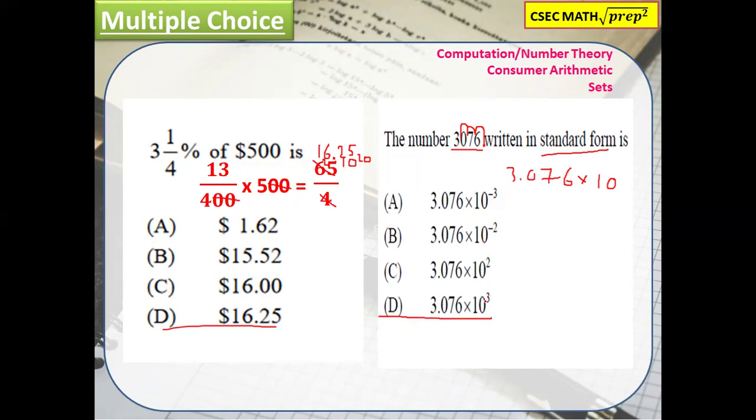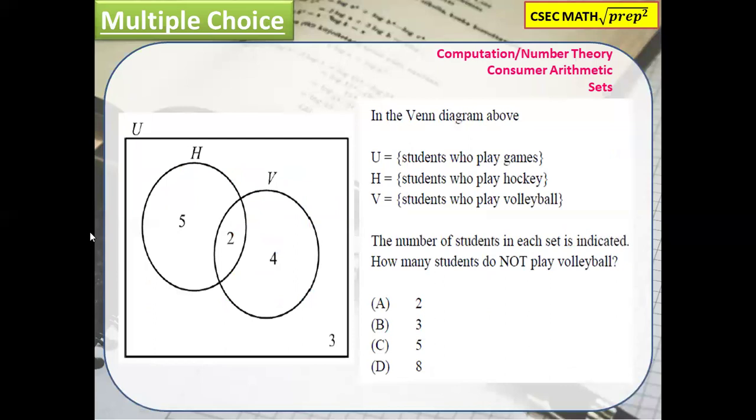10 to the third power is the same thing as 1,000, and 1,000 times 3.076 is the same as 3,076. All right, moving on, we're on to the set category, and the question here gives the universal set with some students playing hockey, some students playing volleyball, and the number of students in each set is indicated. How many students do not play volleyball?